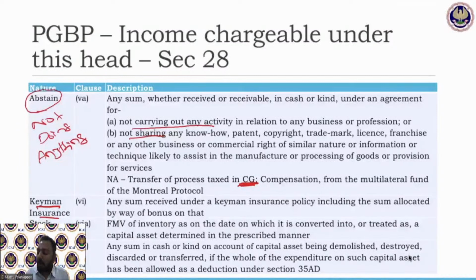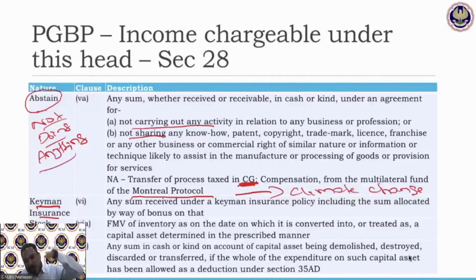And similarly, compensation from a fund received from Montreal Protocol. What is this about? Montreal Protocol is about climate change. So there is a separate fund in this Montreal Protocol. So any compensation from that fund to a particular organization, this is not applicable. So which means that is not taxable, which means that income is not taxable. So there are 2 exceptions to this, not doing anything.